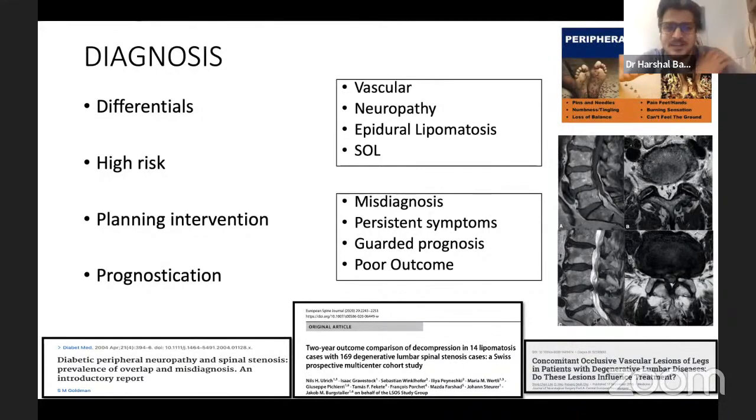So largely these patients are high-risk patients. So we should be able to plan our intervention and prognosticate well. We should be aware of any misdiagnosis, which symptoms will persist, where we should give a guarded prognosis, and where poor outcomes are expected. There is a lot of literature about these things, LCS and red herrings. That's why I wanted to highlight this point before going to surgical scenarios, that diagnosis is the first dilemma. Any pointers by our faculty, Dr. Aditya or Dr. Mohite?